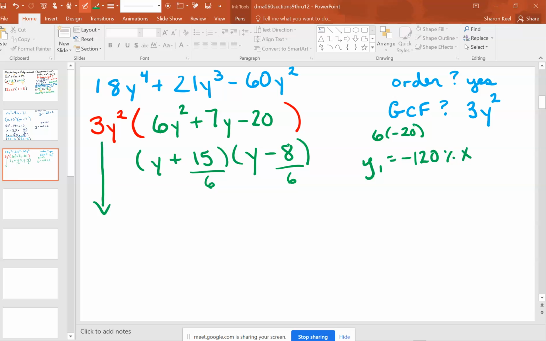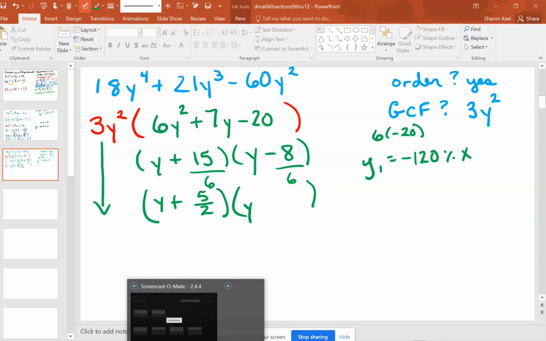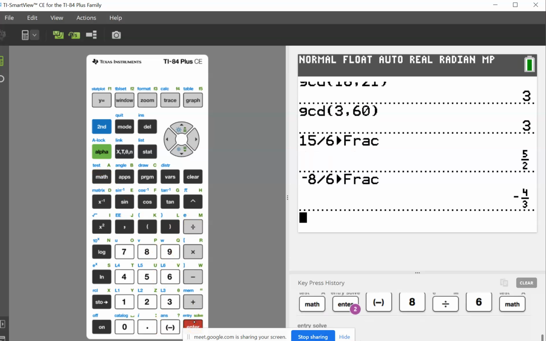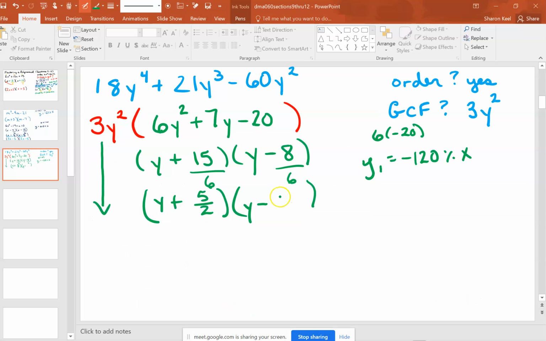Now we want to see if we can reduce either of these. So let's do the 15 over 6. 15 divided by 6, math, enter. That reduces to 5 halves. So this becomes y plus 5 halves. The negative 8 over 6, negative 8 over 6, math, enter. That's going to reduce to a negative 4/3.